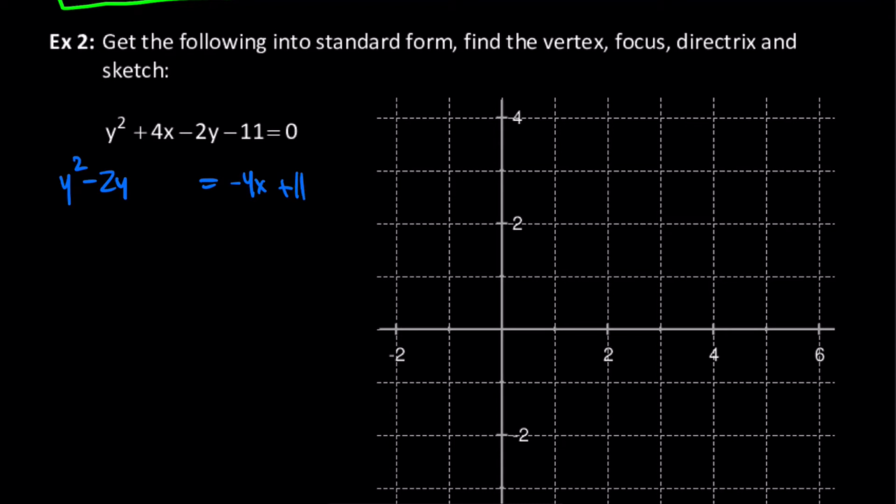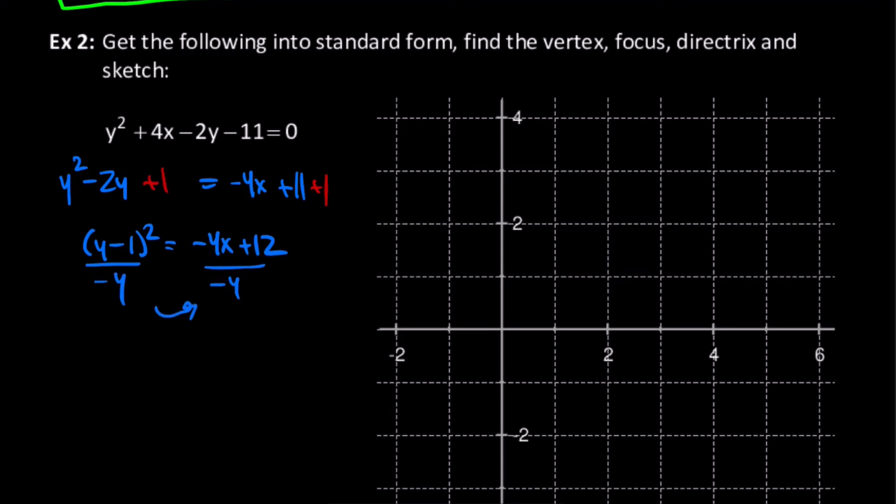Now I need to complete the square. Well, half of 2 is 1. 1 squared is 1. I'll add 1 to both sides. So this is going to give me y minus 1 squared equals negative 4x plus 12. Here's the part that's a little bit tricky. You want the a value over here, which means I need x by itself. So if you want x by itself, I'm going to divide both sides by negative 4, which is the same thing as multiplying by 1/4. So maybe I'll just show that.